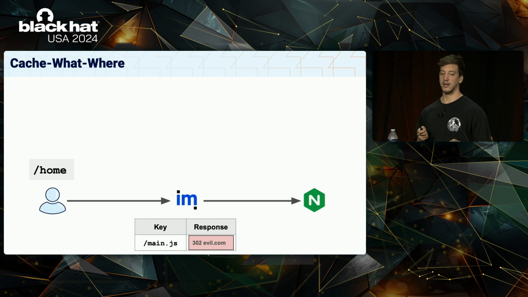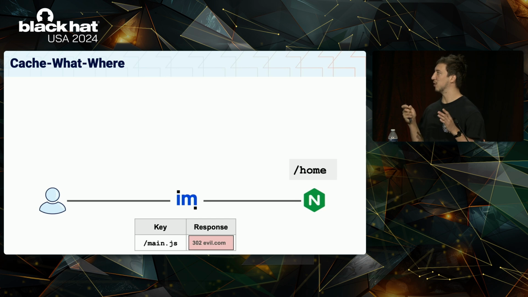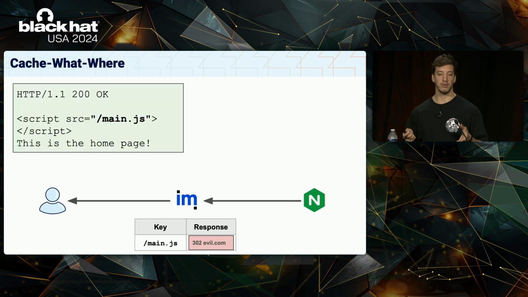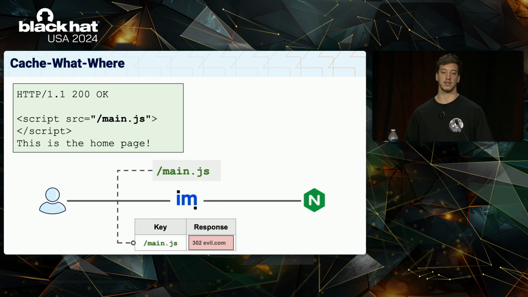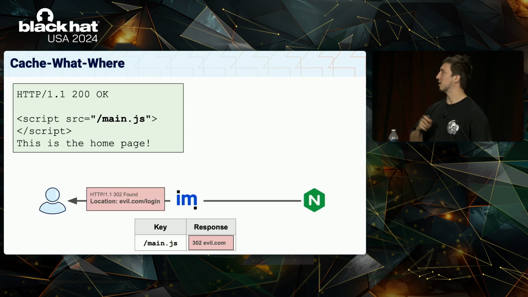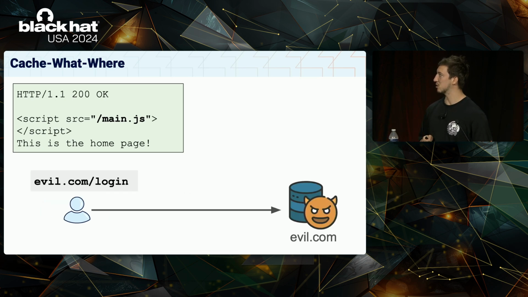Now, when the user sends a request to home, this request is going to be forwarded to Nginx, and Nginx is going to return the home page, which tells the browser that it should load the main.js script. So the victim's browser is going to send a request to main.js. Now, Imperva has a response for main.js, so it's going to send a response, which is an open redirect. The victim's browser is going to follow this redirect and go to the evil.com server, which is controlled by the attacker.